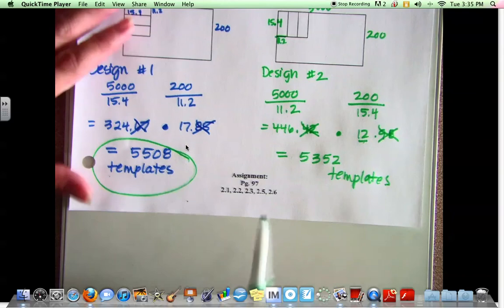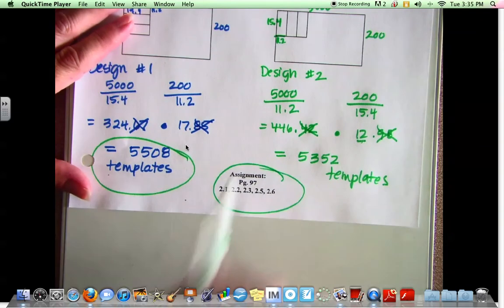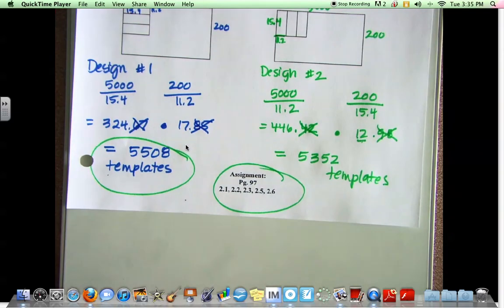Now what you need to work on for the remainder of the hour is an assignment from your textbook, 2.1, 2.2, 2.3, 2.5, and 2.6. It is due at the beginning of class tomorrow.